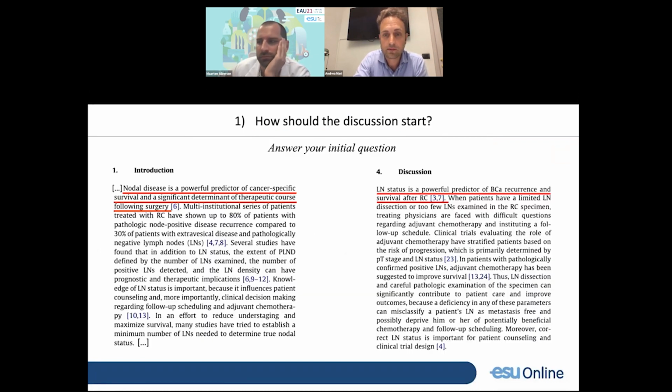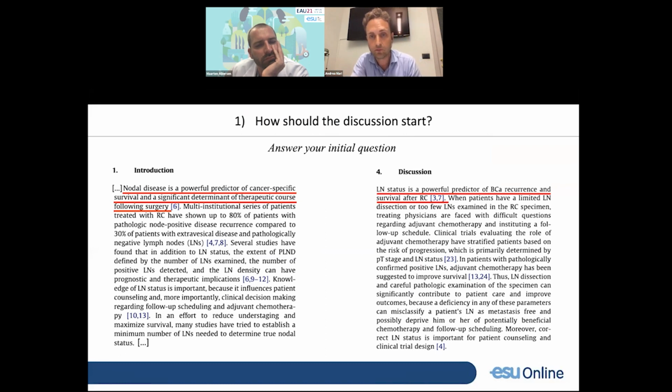In this case, the discussion is very didactic, and the discussion on the right side, this is the first period, again answering the initial question. On the left side, the introduction was speaking about the importance of nodal disease as a powerful predictor of oncologic outcomes and the importance of lymph node dissection.